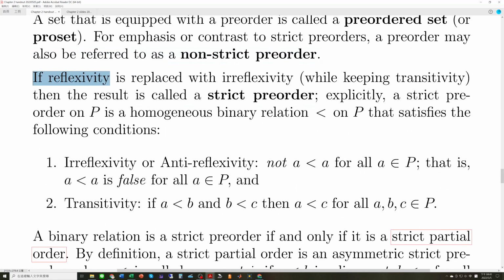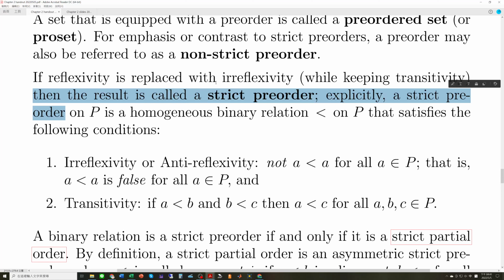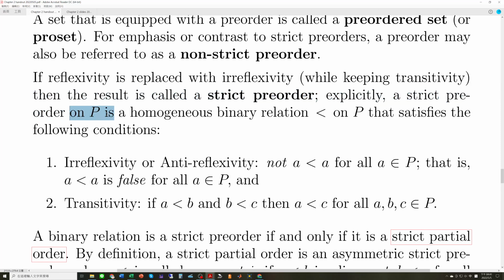If reflexivity is replaced with irreflexivity while keeping transitivity, then the result is called a strict preorder. Explicitly, a strict preorder on P is a homogeneous binary relation smaller than or less than.